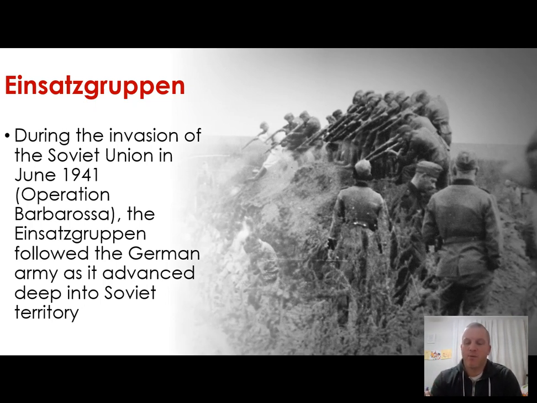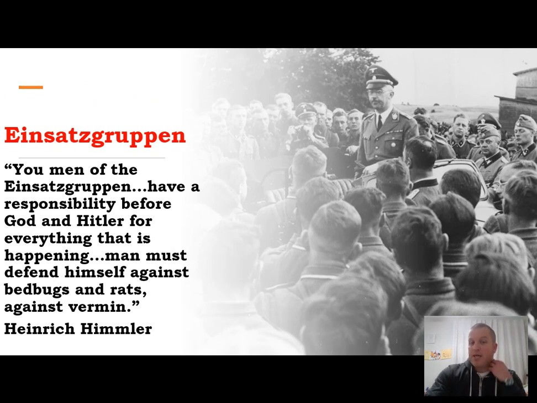The Einsatzgruppen in many ways are the scariest part, I think, of the Holocaust, because they hunt down people in their houses, take them out. Their method of killing was to take people, walk them out of town, make them dig a mass grave, and then you line them up and you shoot them, and you'd shoot them 9 to 5. That's how these happened. Himmler said that the Einsatzgruppen had essentially a responsibility before God and Hitler in what they were doing to get rid of these vermin.